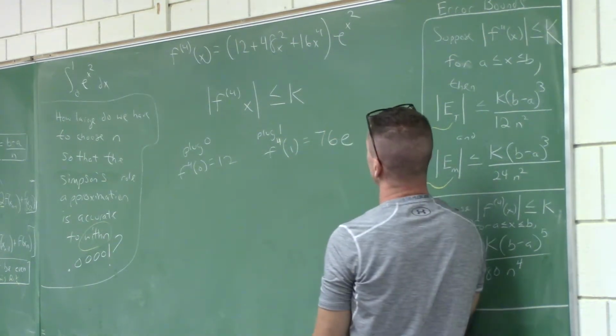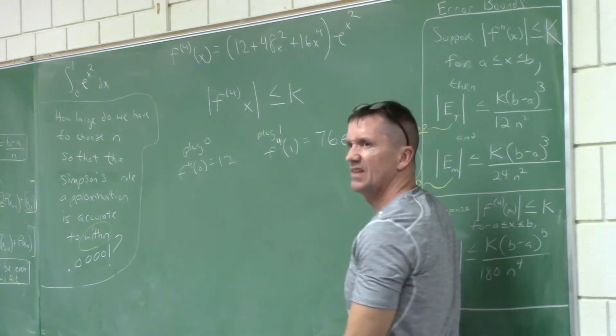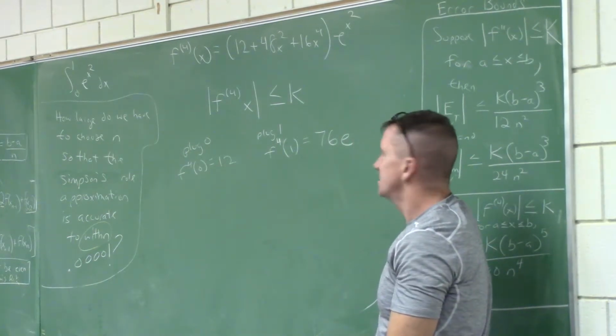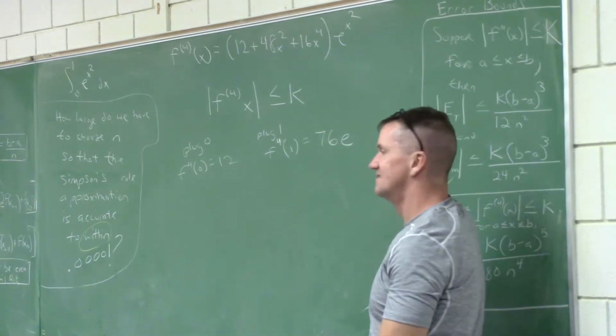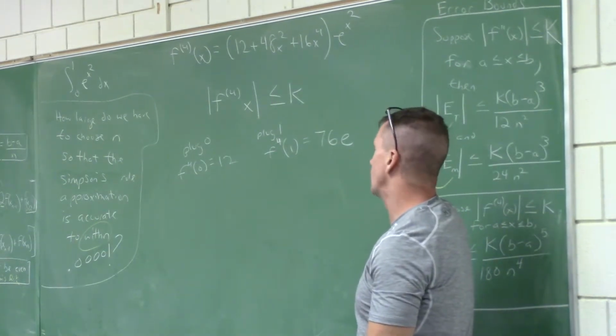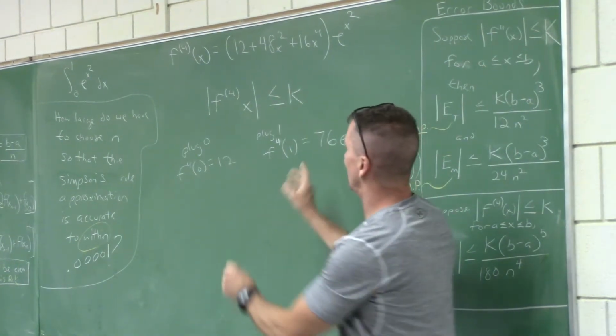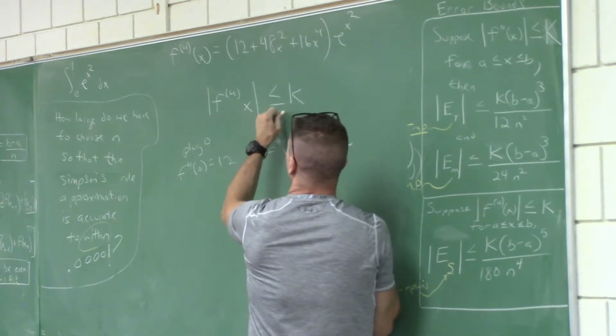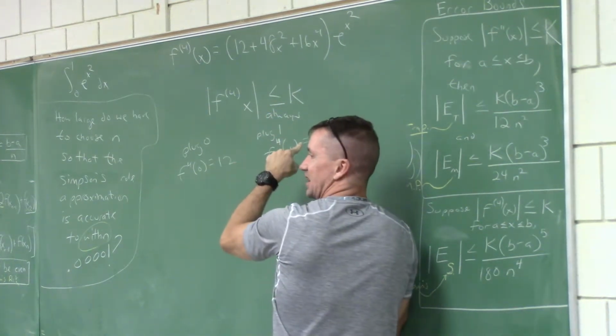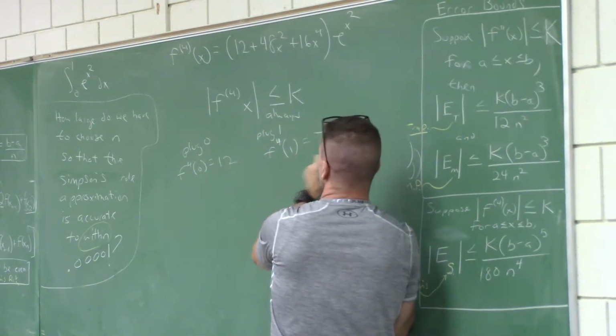Andrew, do you get that? Tell me if I plug in a 1 and all that, you get that? 76e? Hey, cool. Which one are we going to have to use? Because remember, it has to be always less than k. Which one do I use? Yeah, we have to use this.